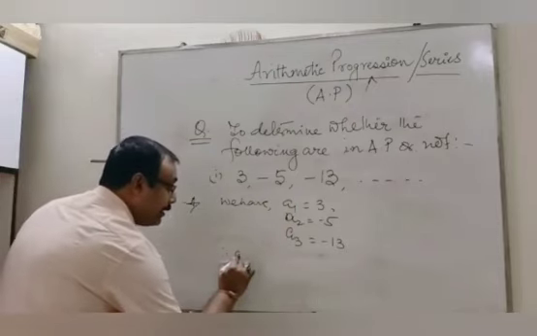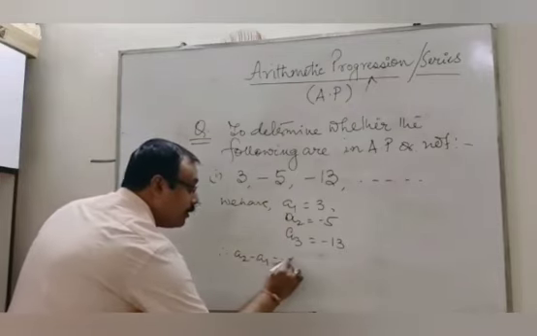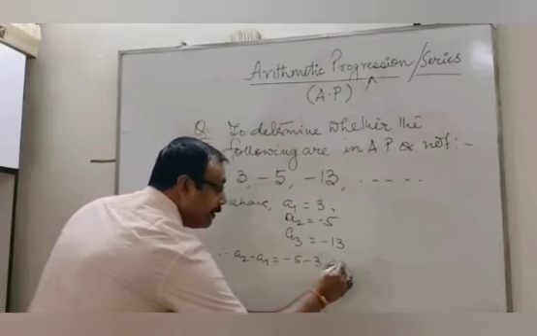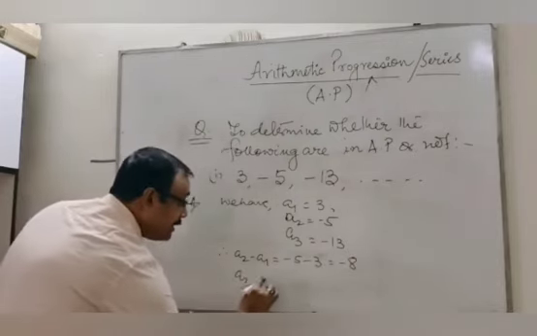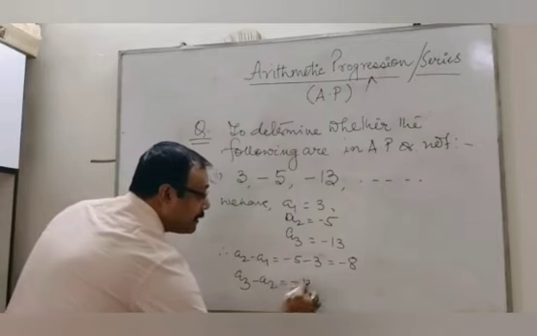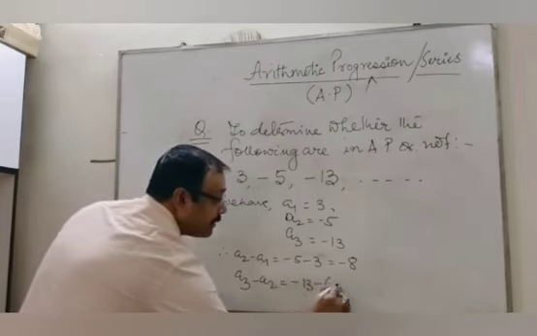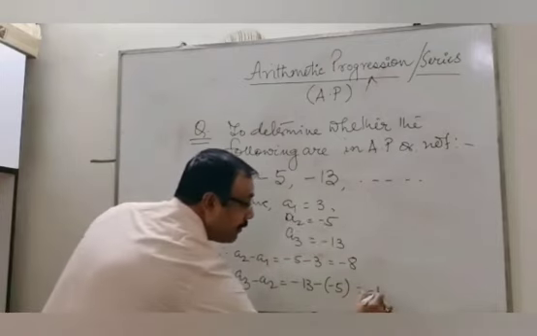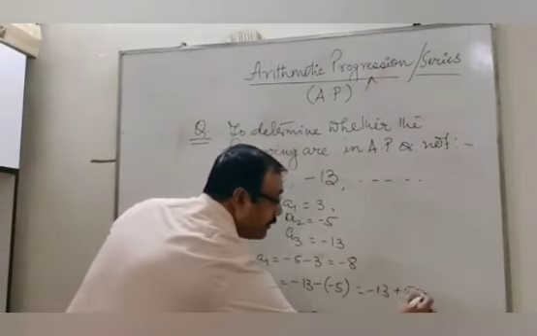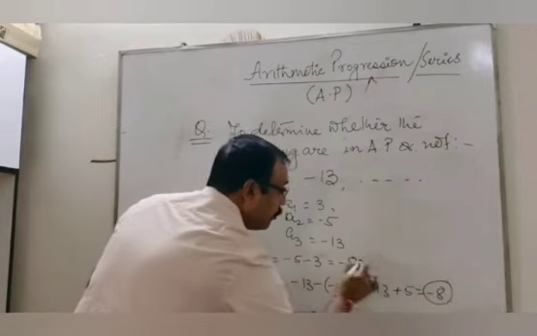So we'll calculate A2 minus A1. So minus 5 minus 3, minus 8. A3 minus A2, that is minus 13 minus 5. This is my third term, this is my second term. So this will become minus 13 plus 5, that is minus 8. So I got both these terms same.